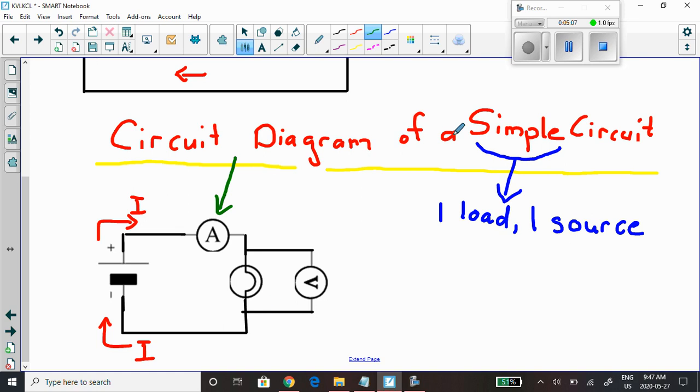Now this is a circuit diagram of a simple circuit because there's one load, there's the light bulb, and there's one source, there's the cell or the battery. So here is the circuit diagram that you would draw for that simple circuit that we just looked at. So we put the symbol in for the battery, we put the symbol in for the ammeter, we put the symbol in for the light bulb, the lamp, we put the symbol in for the voltmeter, and then we add the wires where needed to complete the circuit, and that would be a circuit diagram. And this is our first circuit diagram. We started with a simple circuit.